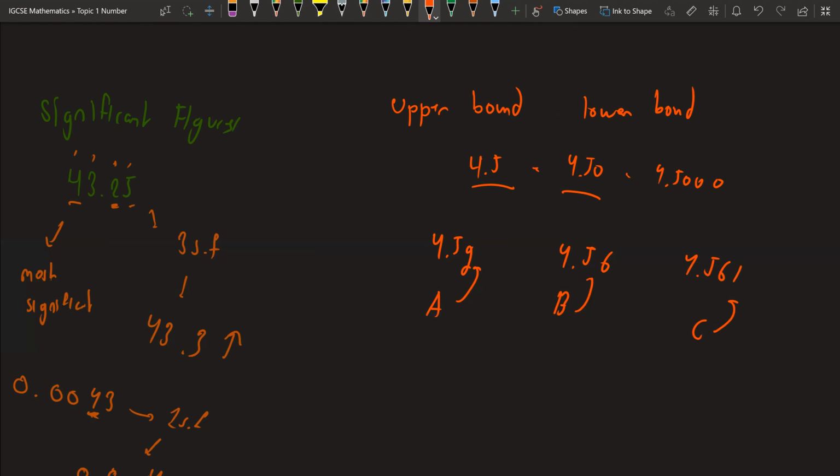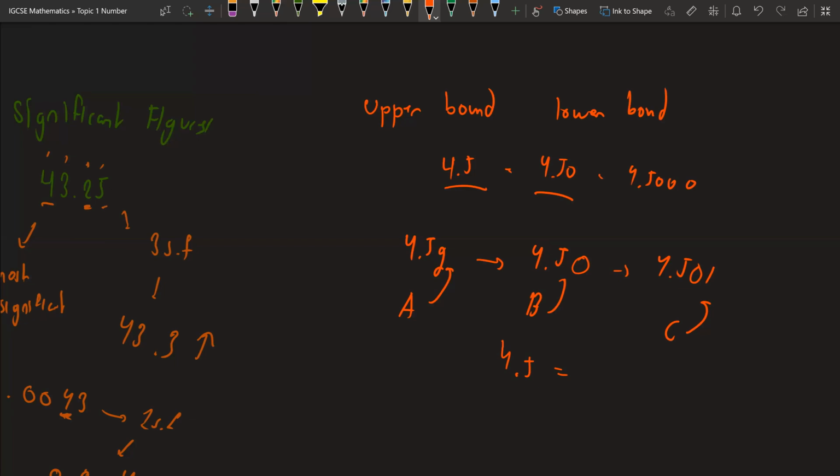So if I were to, let's say it's not 4.5, but it's 4.50. This is not the same. It might look the same, because in actuality it might be 4.501. Okay, so 4.5 is not actually 4.50. It's not accurate to say that. So there's an upper bound and a lower bound for it.